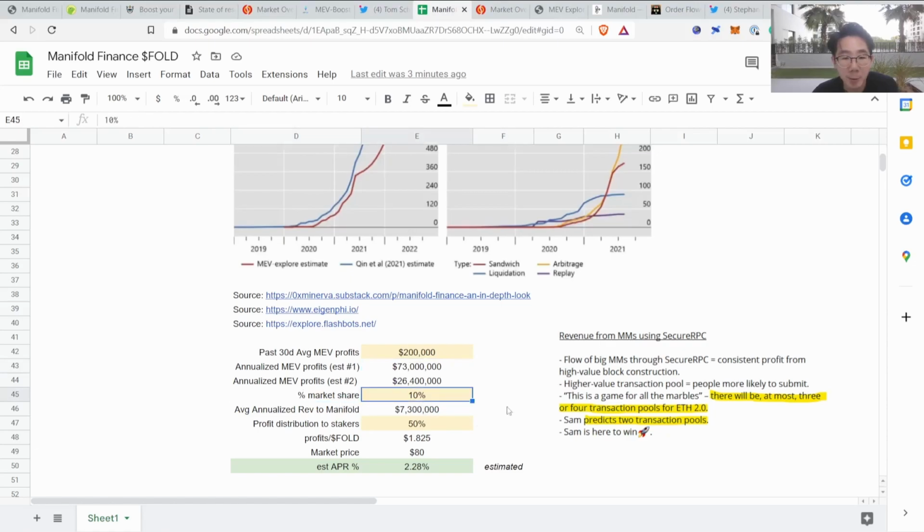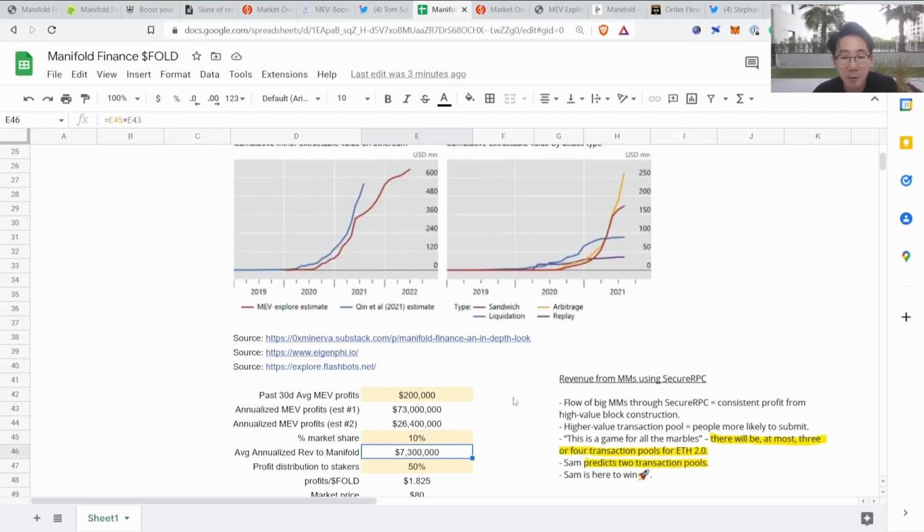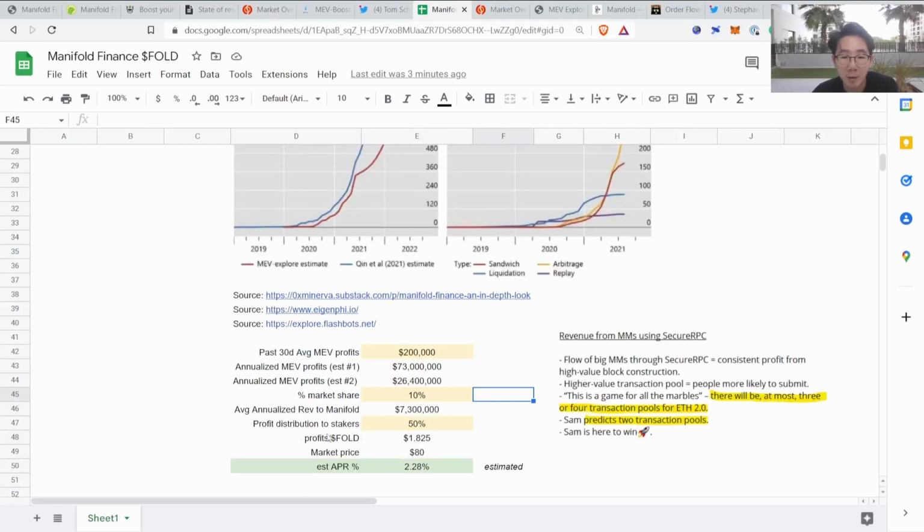But if you take a conservative 10% market share, then the annualized revenue to Manifold based on all these MEV profits is actually 7 million. And assuming a profit distribution to stakers is 50%, you get about $1.80 for each FOLD that is staked. So this is another additional 2% plus for the FOLD stakers.